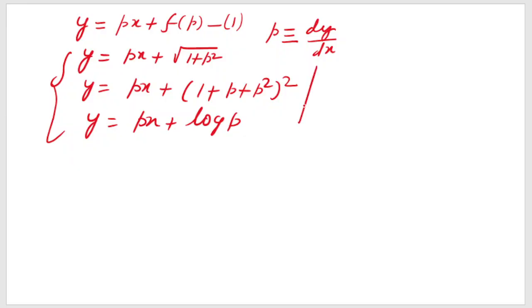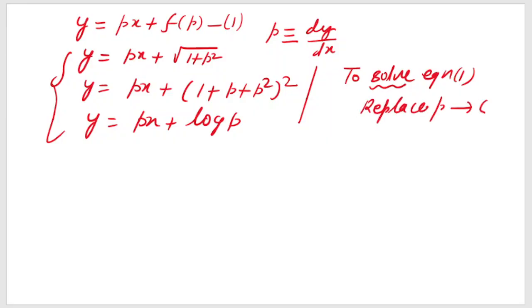To solve the Clairaut's equation 1, and when I'm talking about solving the equation, I'm talking about the general solution, we just write the solution in one step. What we do, we replace p by c and we get the solution.